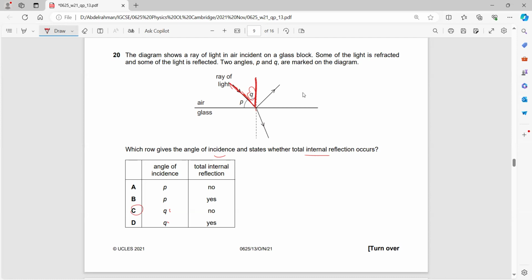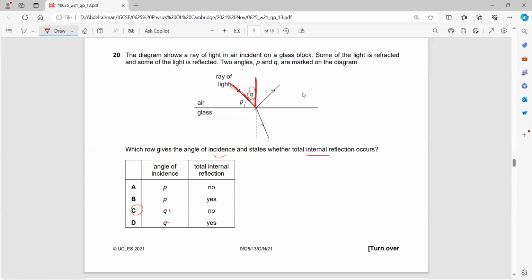It can never occur in this question. Why can't it ever occur? Because you're moving from air to glass. When you're moving from air to glass, the angle decreases, so it cannot totally internally reflect. For total internal reflection to happen, you need the angle of refraction to increase. In this case, it will never happen.